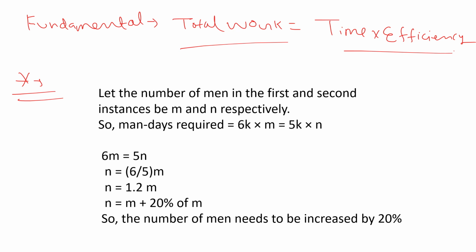So let the number of men in the first and second instances be m and n respectively. So we equate the man-days. So 6k is the days and m men in the first case, and in the second instance total days 5k and total men n. So equate together, and upon solving you will get n equals 1.2 m, which means the number of men needs to be increased by 20%.